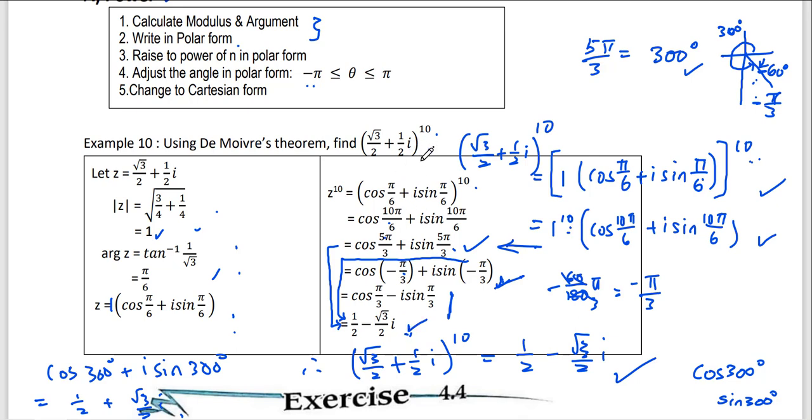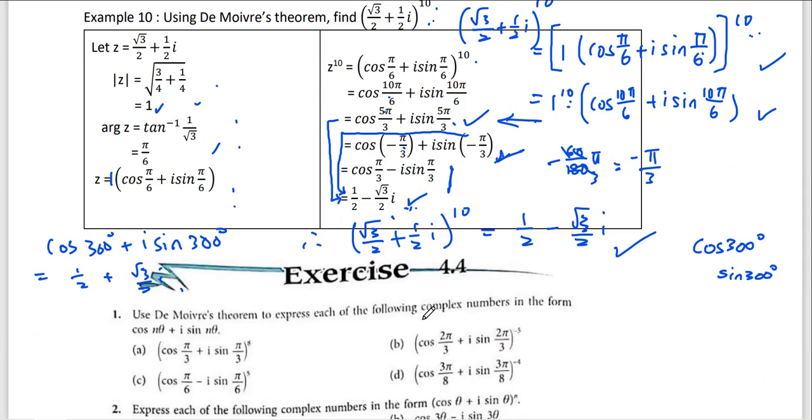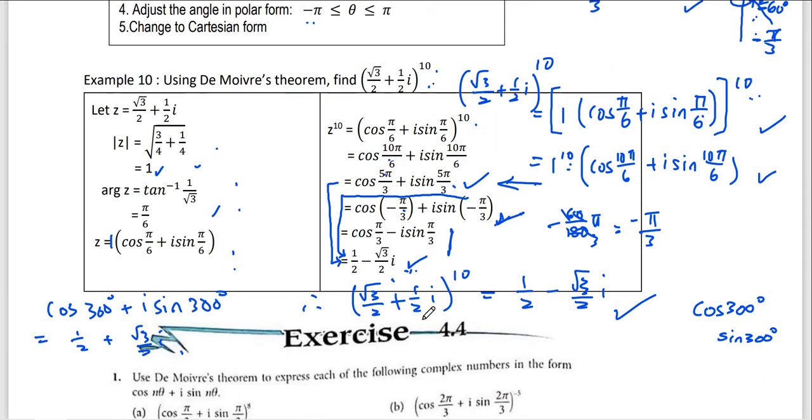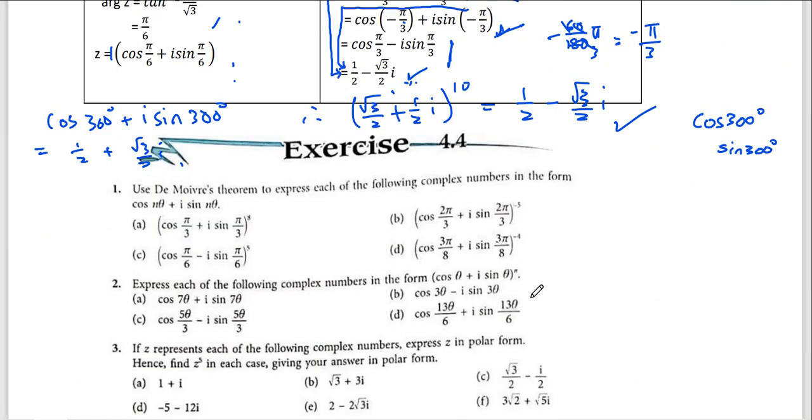Because when you expand, actually this one you expand, at last you will get this. You won't get polar form. You just use the polar form to help you get the answer easily. Okay, so you must change it back to Cartesian form. Make sure you remember this. Change to Cartesian form. So this is what you have to do.